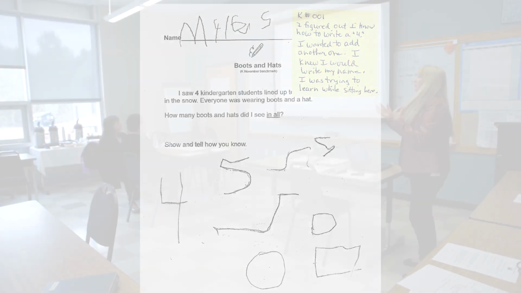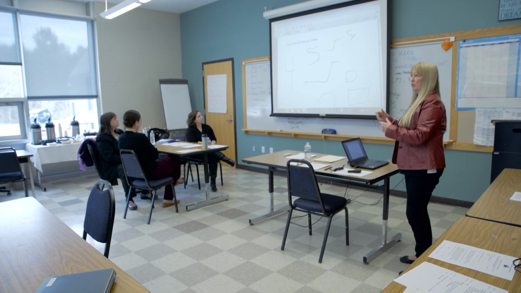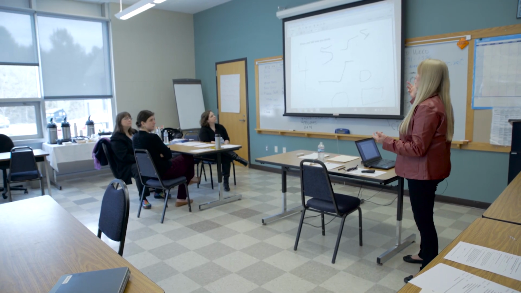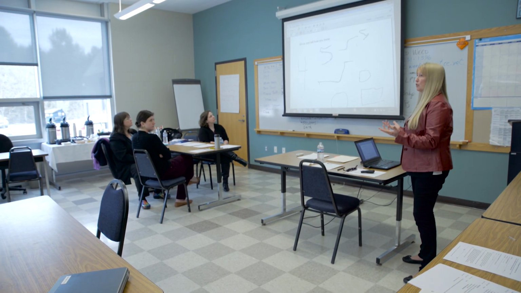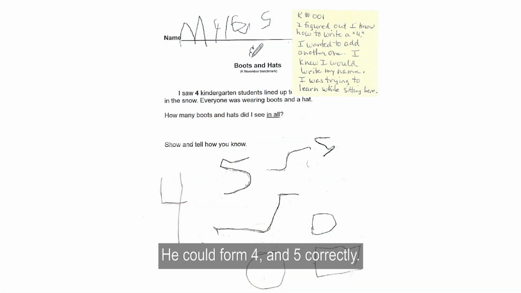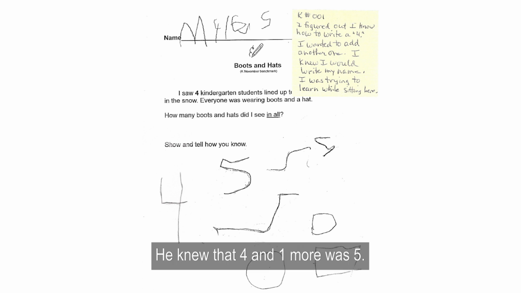What did you notice? What did you see in the work? What would your notes be if this was one of the pieces of work you were scoring? What were some of the comments you made about what the student is able to do right now? He can form 4 and 5 correctly. Okay, you can write those numbers. He knew that 4 and 1 more was 5. Okay, because he says he wanted to add, and then he writes a 5. So you're interpreting that at least he can add a number. Anything else?